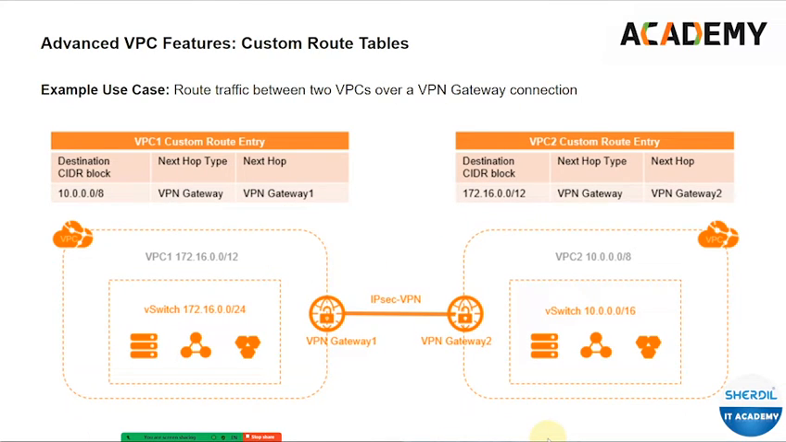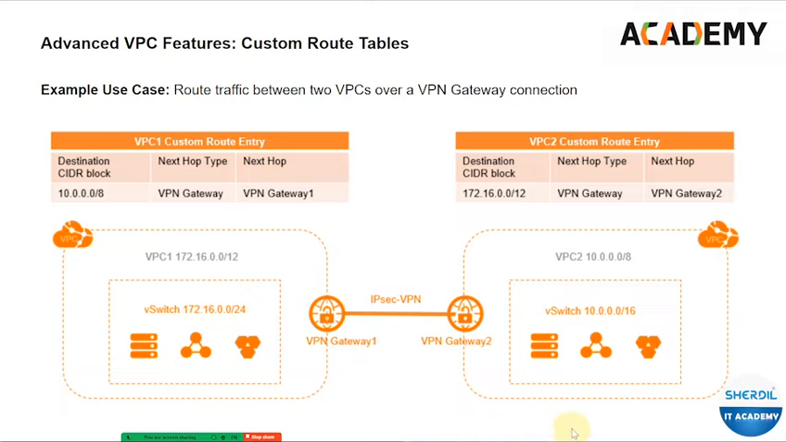Now, explain this one. Route traffic between two VPCs over the VPN connections. The destination CIDR block is 10.0.0.0/8. For the VPN gateway 1 and the VPC2 custom route entry, the destination CIDR block is set, the next hop type is the VPN gateway, and the next hop is the VPN gateway 2.